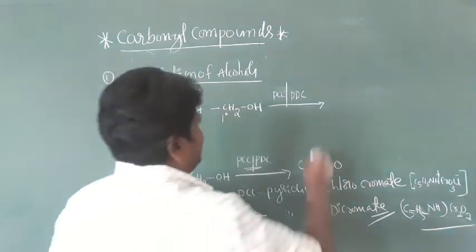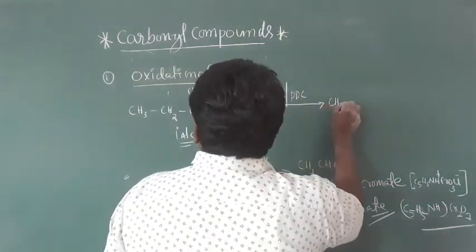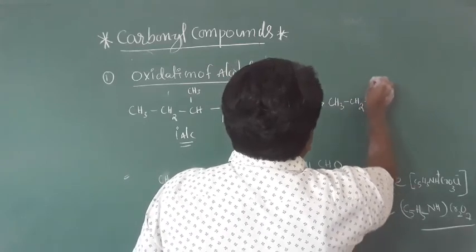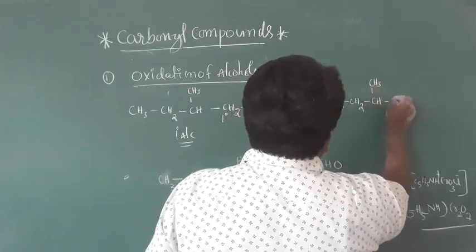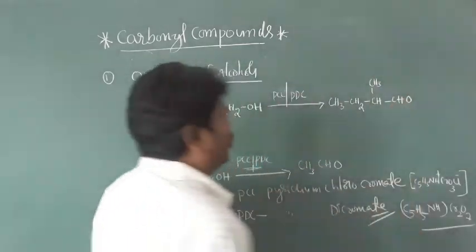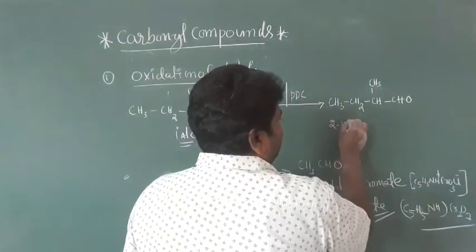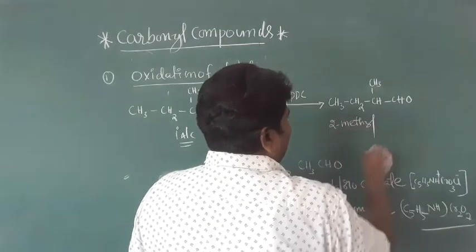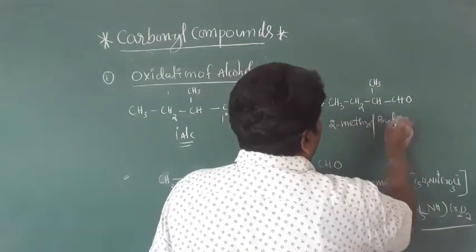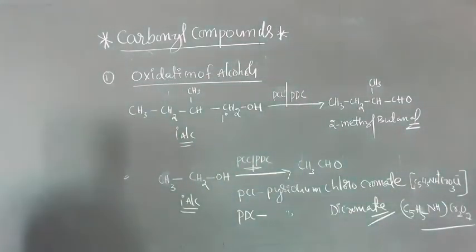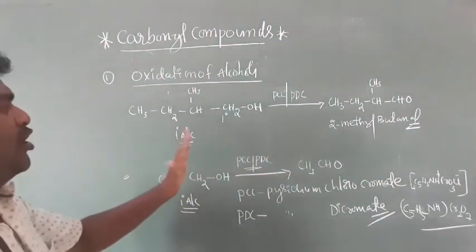What is the product here? CH3CH2CH(CH3)CHO. What is the IUPAC name here? It is 2-methylbutanal. Okay, this is the oxidation of primary alcohols.